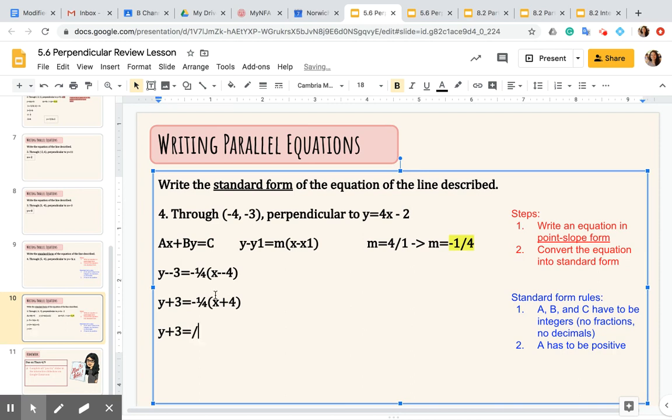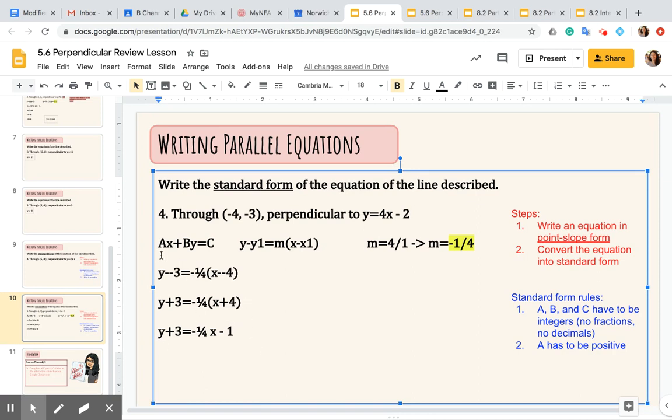Negative 1/4 times x gives me negative 1/4 x. And then I'm going to distribute to the next term. I tried to pick a nice slope so that some of this would work out nicer. Negative 1/4 times 4. Again, you can use your calculator if you're good with using it with fractions, or you could write this out on a piece of paper. But if you do this correctly, you should get a minus 1. The 4s will cancel out and you should get a minus 1. Negative times positive gives us the minus. These two cancel out and give us 1. Okay, so the parentheses are gone.